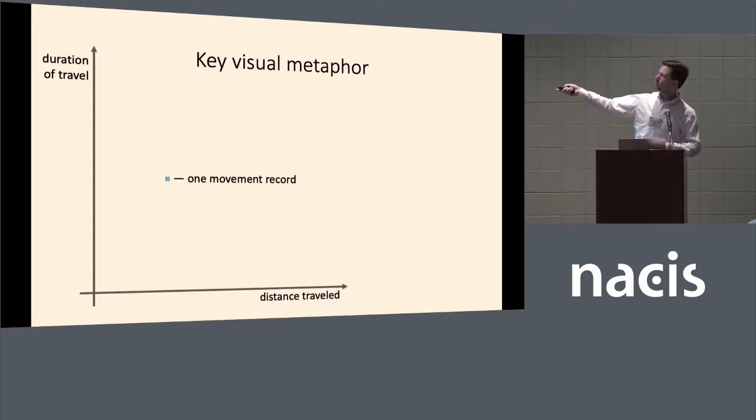And that movement record can be characterized as: you traveled over some distance, which would be shown on the bottom axis on the right, and you took some time to complete this journey. That's your duration of travel. So there you go, there's your little dot.